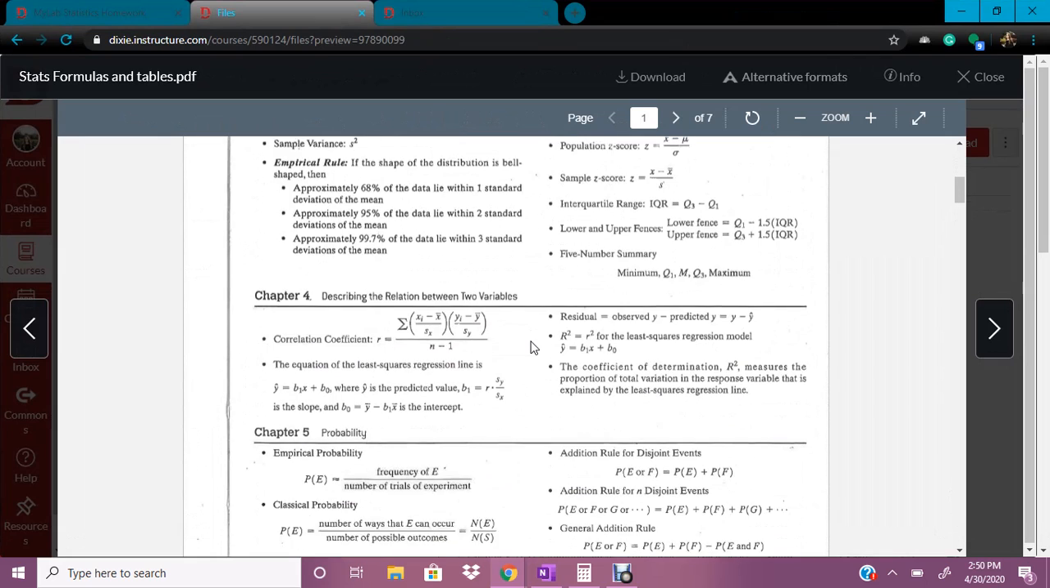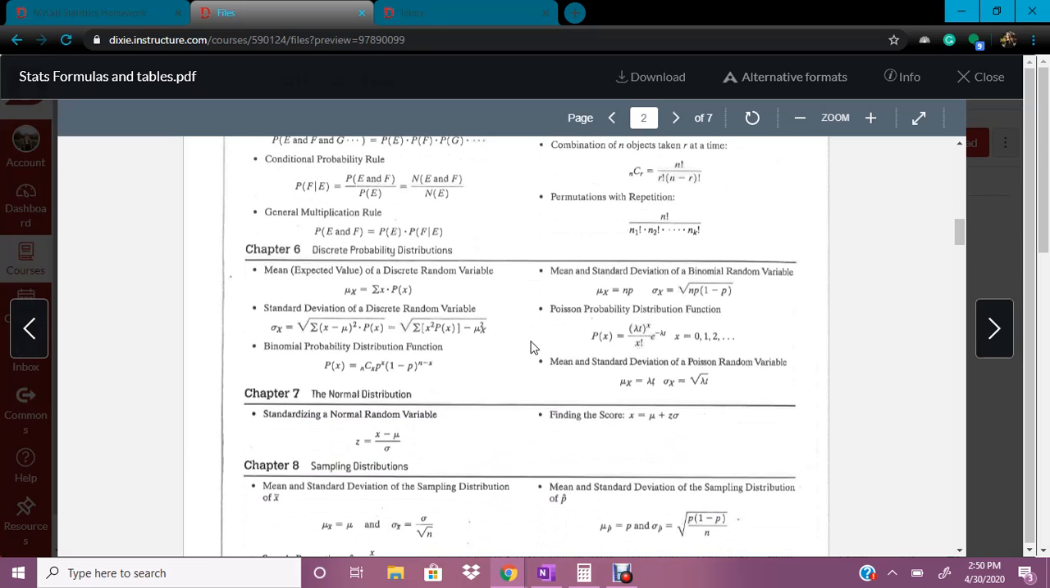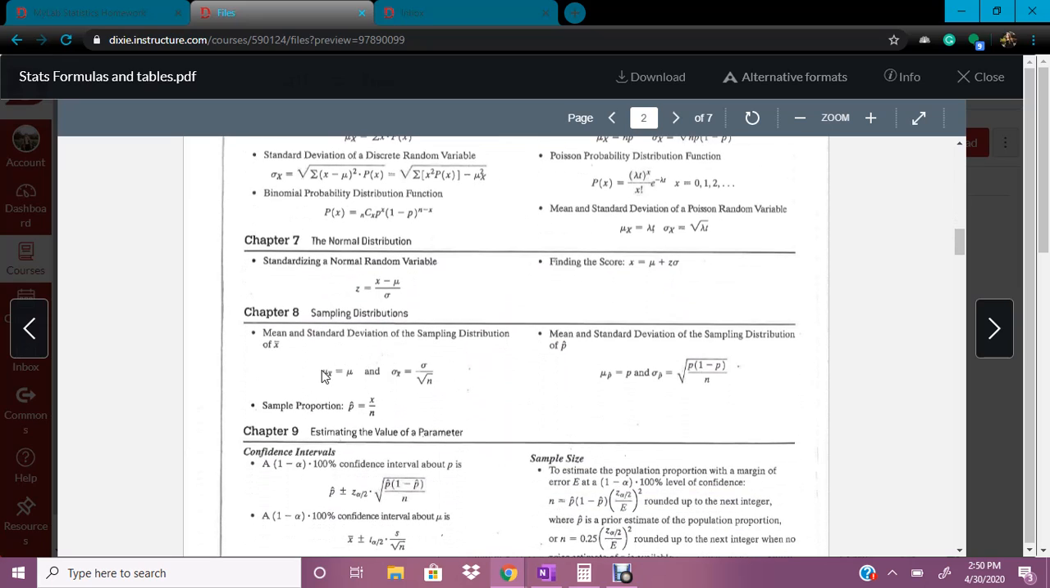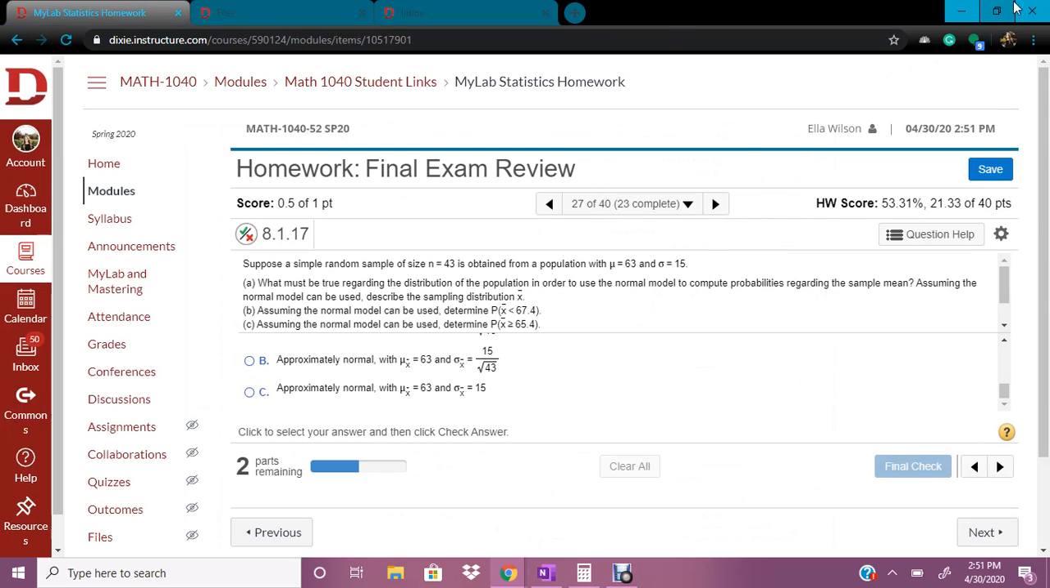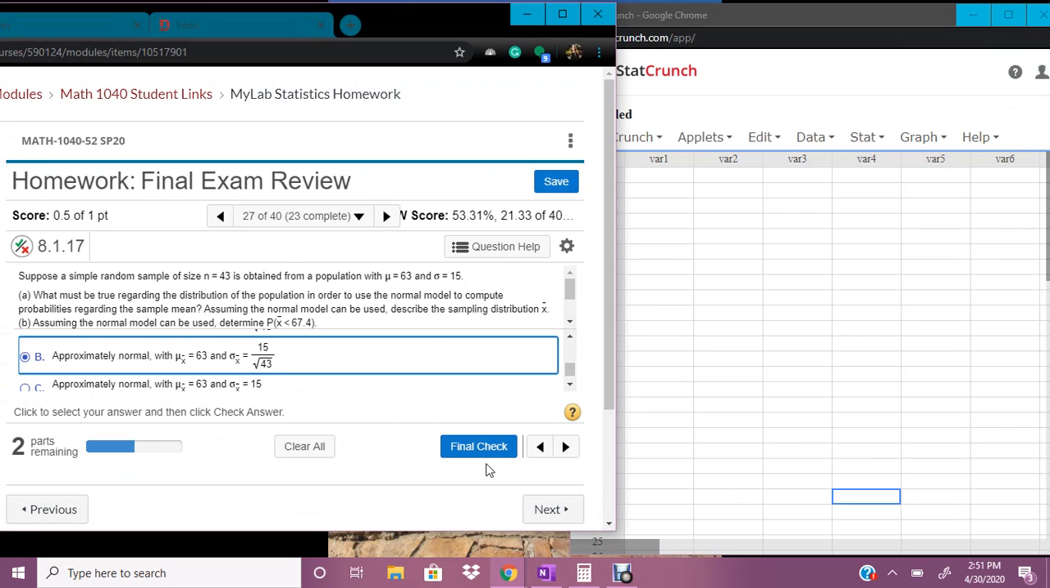Let's see. It is under chapter 8 right here. The mean of x bar. X bar, once again, is a symbol for sample. And so the mean of x bar is the same thing as the mean of the population, and the standard deviation of x bar is the same thing as the population standard deviation divided by the square root of n, your sample size. And so we're going to do that here. It doesn't have you calculate it, but it's just the 15 over the square root of 43.